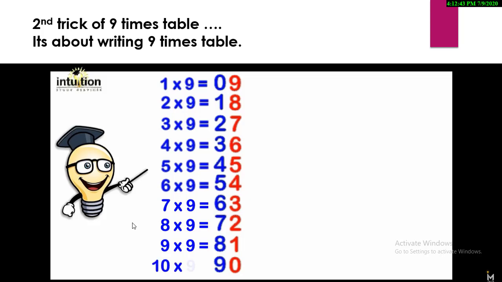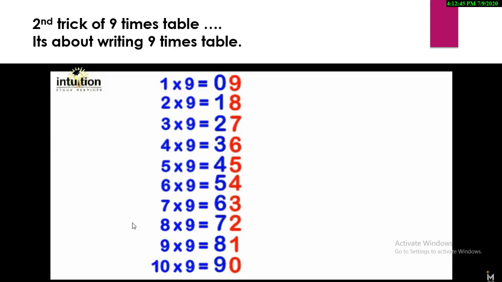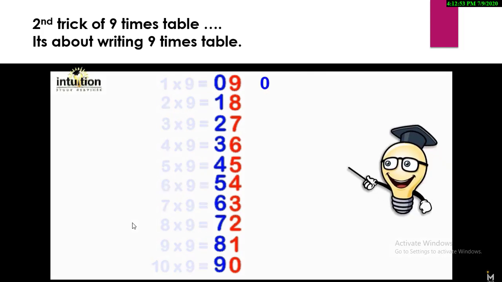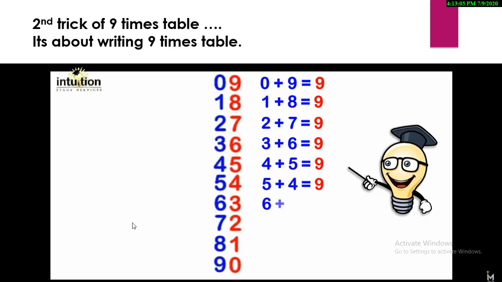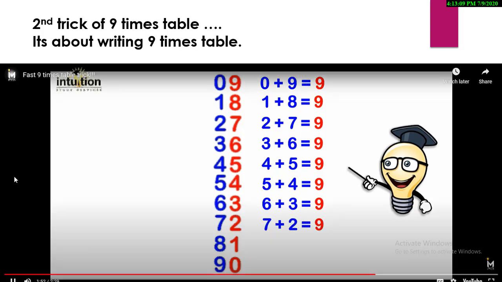And here's another interesting fact. If you add up each digit along each line, the total result will be 9. So we're starting from the top, we've got 0 plus 9 is 9, 1 plus 8 is 9, 2 plus 7 is 9, 3 plus 6 is 9, 4 plus 5 is 9, 5 plus 4 is 9, 6 plus 3 is 9, 7 plus 2 is 9, 8 plus 1 is 9, and 9 plus 0 is 9.